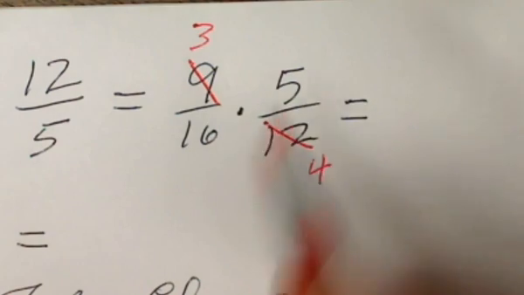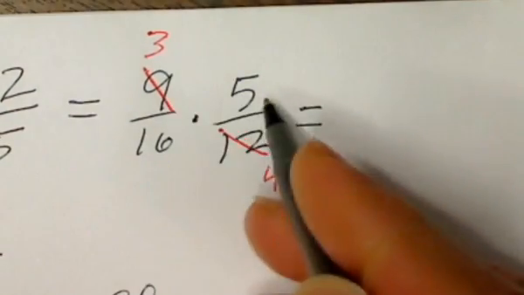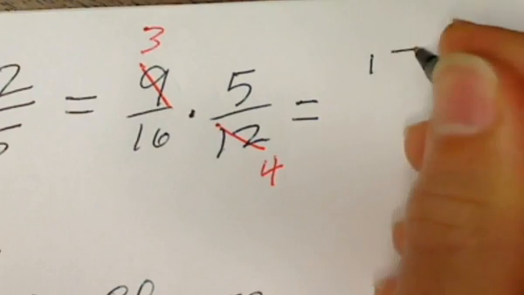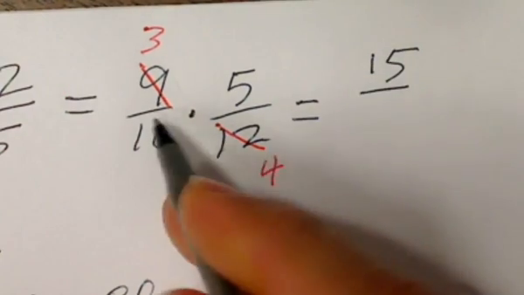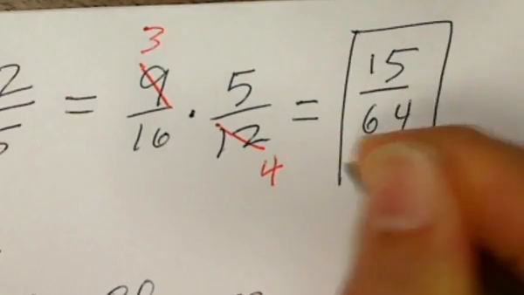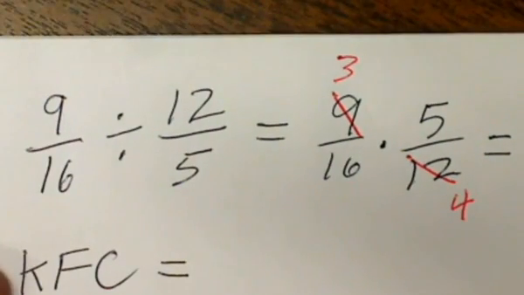That is not necessary. Final answer, we multiply 3 times 5 and get 15 over 16 times 4 is 64. 15 64ths is the answer to 9/16 divided by 12/5.